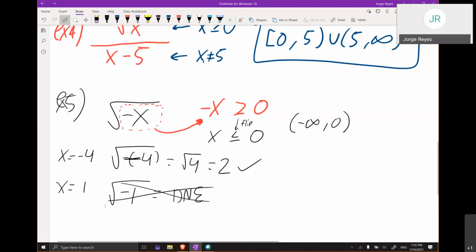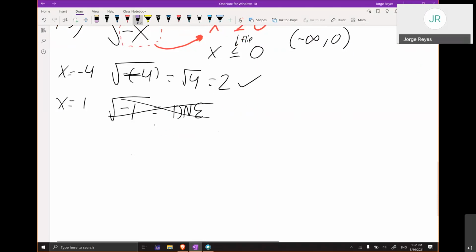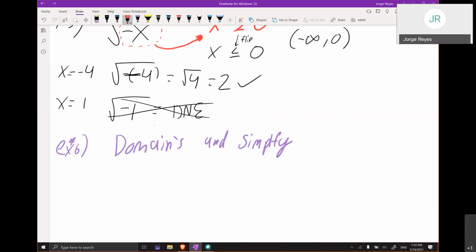All right, now I'm going to show you a trick question, or kind of tell you a rule, about domains and simplifying. The too-lazy-didn't-read version is: just don't simplify.